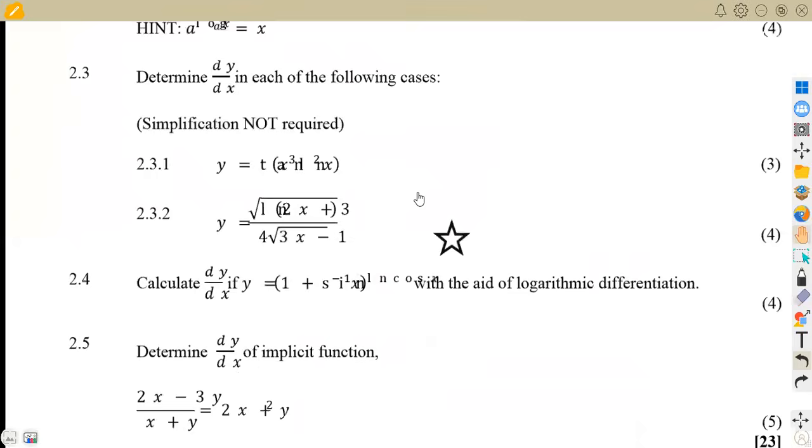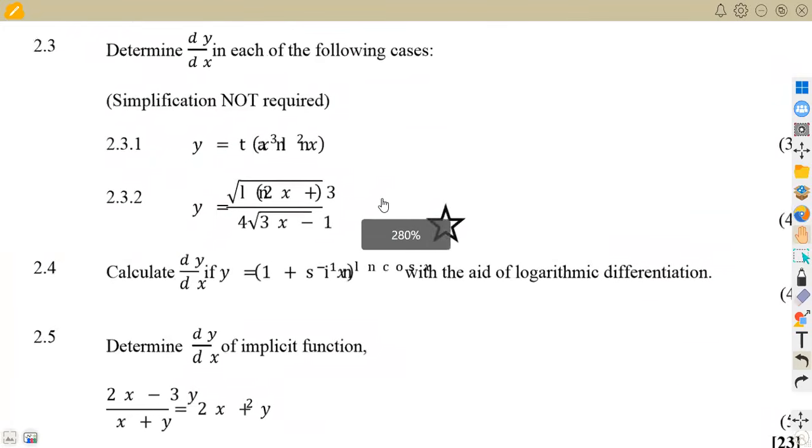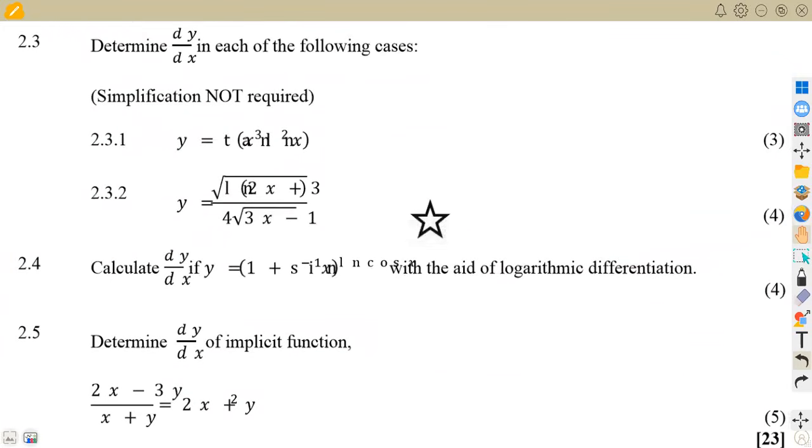We are going to move on to question 2.3, where we are asked to determine dy/dx. Take note, we are given that simplification is not required. So for 2.3.1, we are given that y is equivalent to tan of x squared, then x cubed, sorry, and this was ln squared x. Guys, there was a shift there when I was trying to make this paper. So that was what we're given in this case.